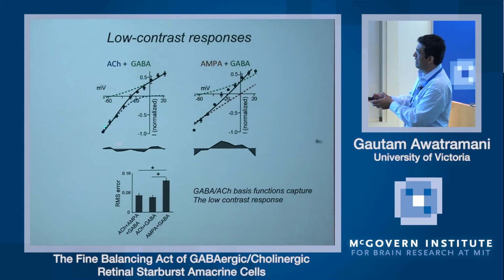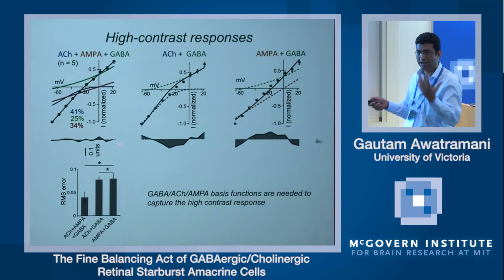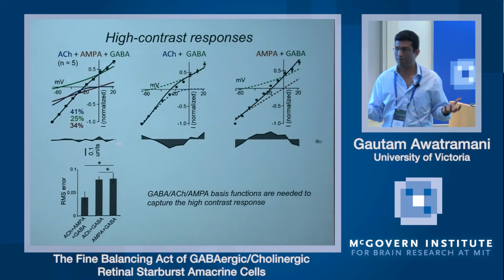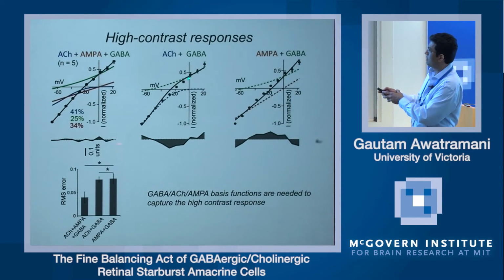You can see over here, if you model it with GABA and ACh, it fits beautifully. If you try and model the same curve with AMPA and GABA, it does very poorly, and you can see where it's going off. If you go to the high contrast conditions where you do have AMPA, then with ACh and GABA you still get large errors, and with AMPA and GABA you get big errors. But now you need all three components to minimize the error and get a good fit of the data.